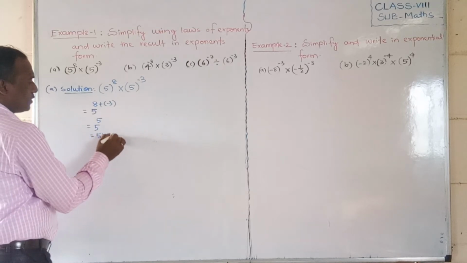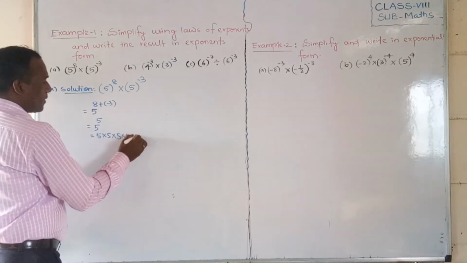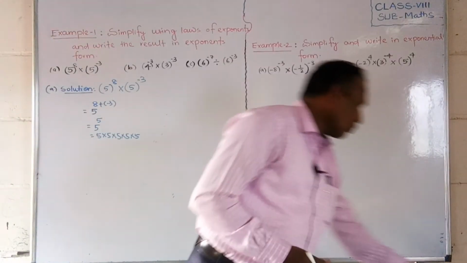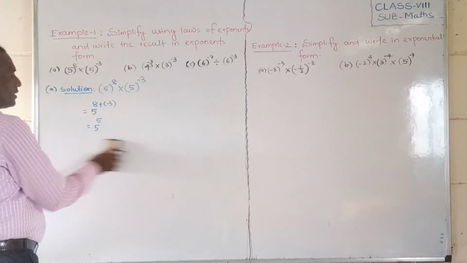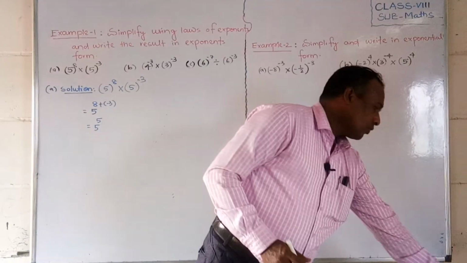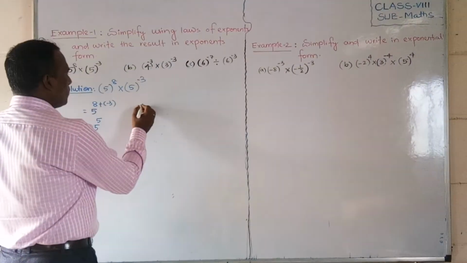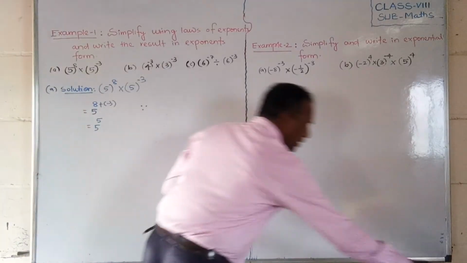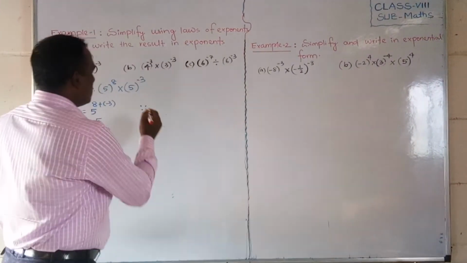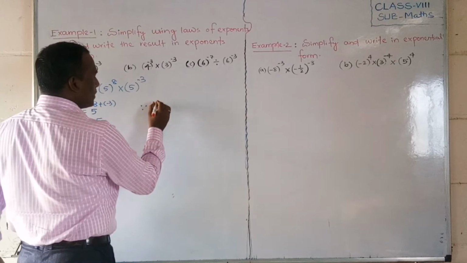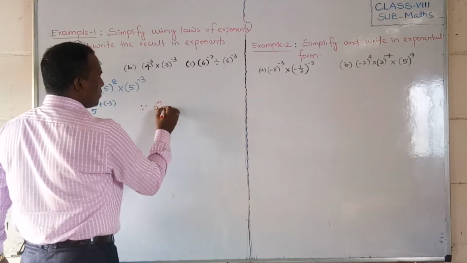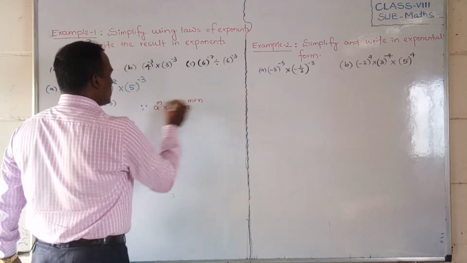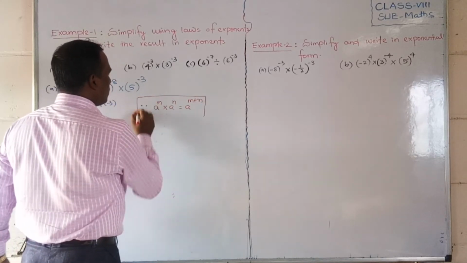How much is 5 to the power 5? 5 into 5 into 5 into 5 into 5. But since it has already been given in exponent form, no need to write the value, just write the exponent form. Okay, and which formula have we used? We used a to the power m into a to the power n is equal to a to the power m plus n. With this formula we have done this.